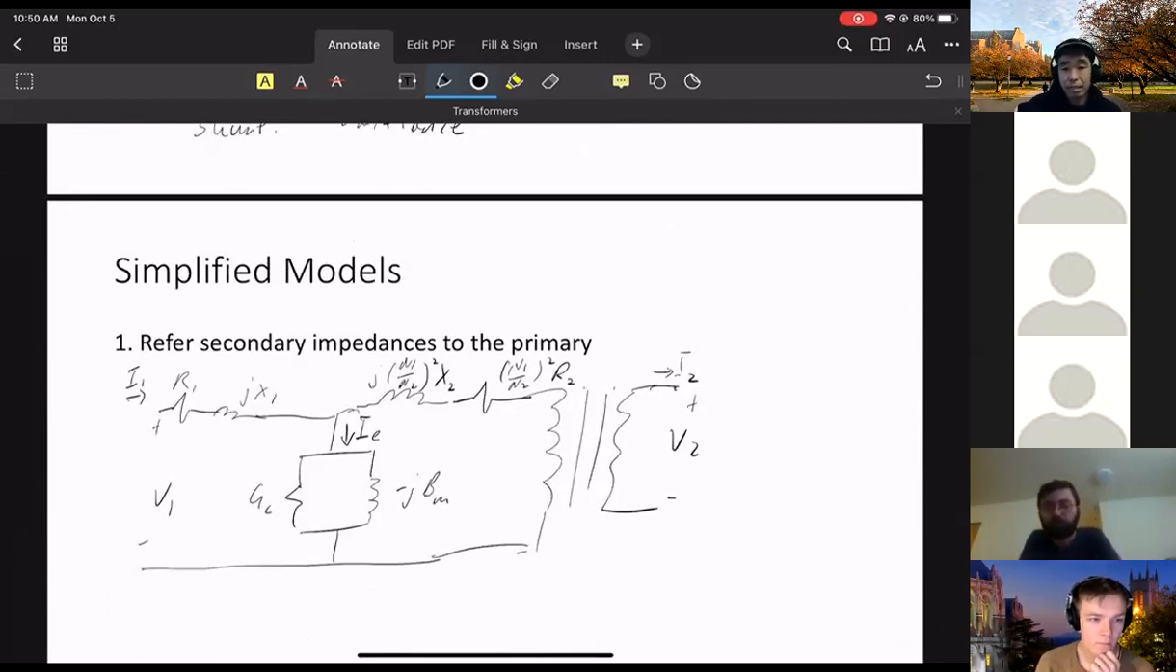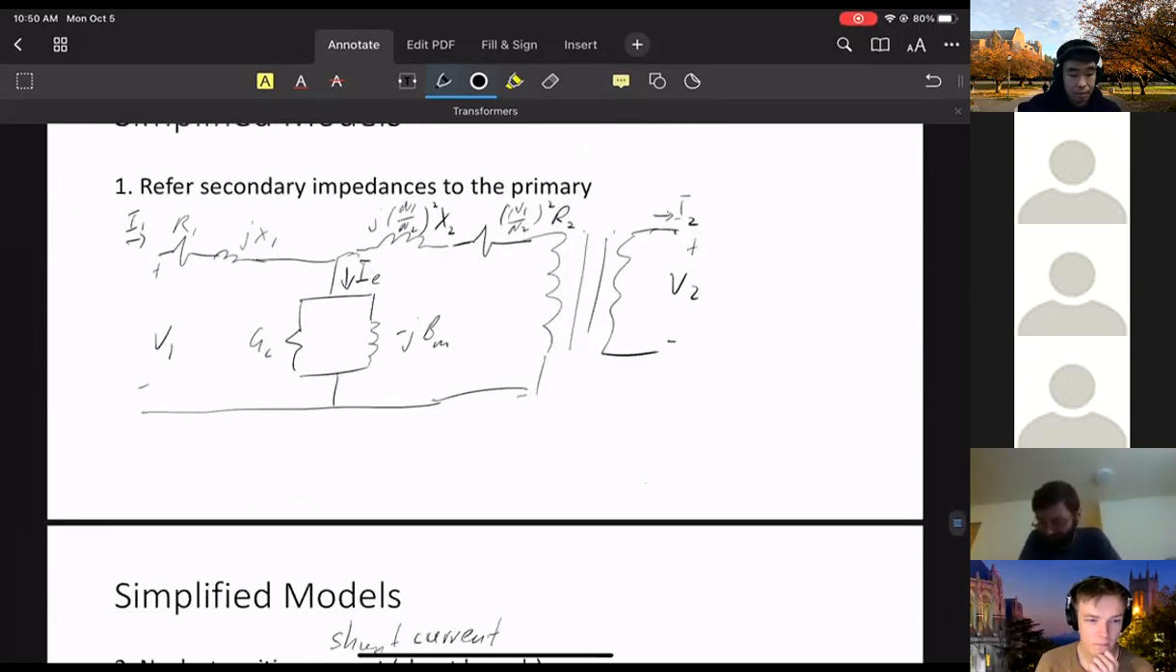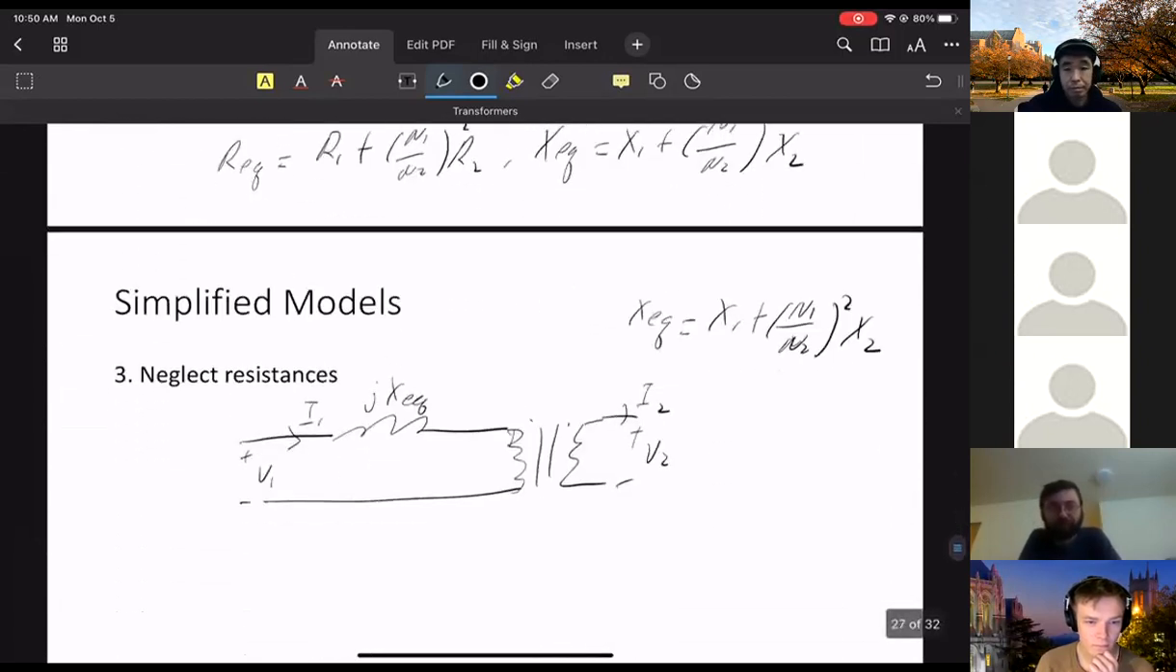Any questions about this simplification we make? Okay, so when you do homework, you will most likely be told which model to use. If you do a homework or exam, and the question says ignore shunt, then please ignore shunt. If the question says use the full model, then use the full model. So read the question carefully, and look at which model you should use.